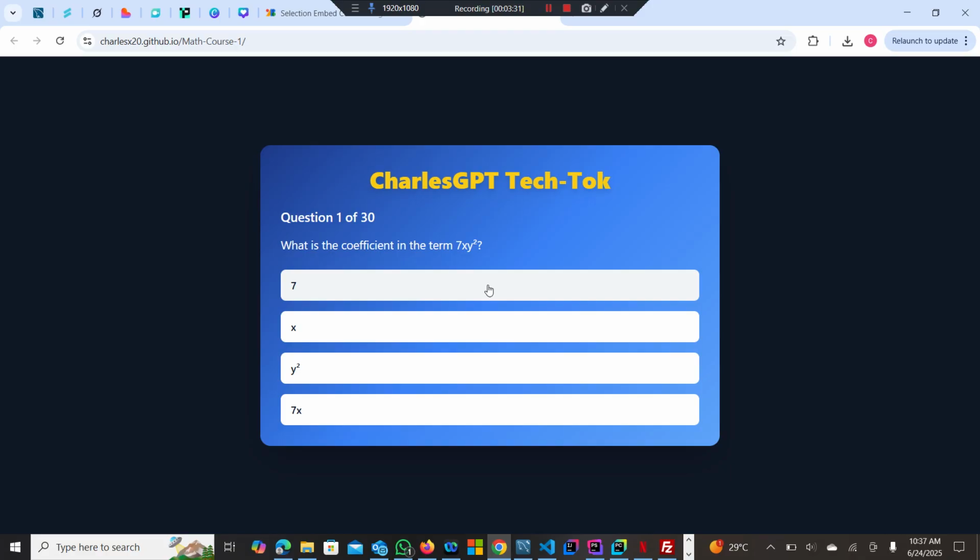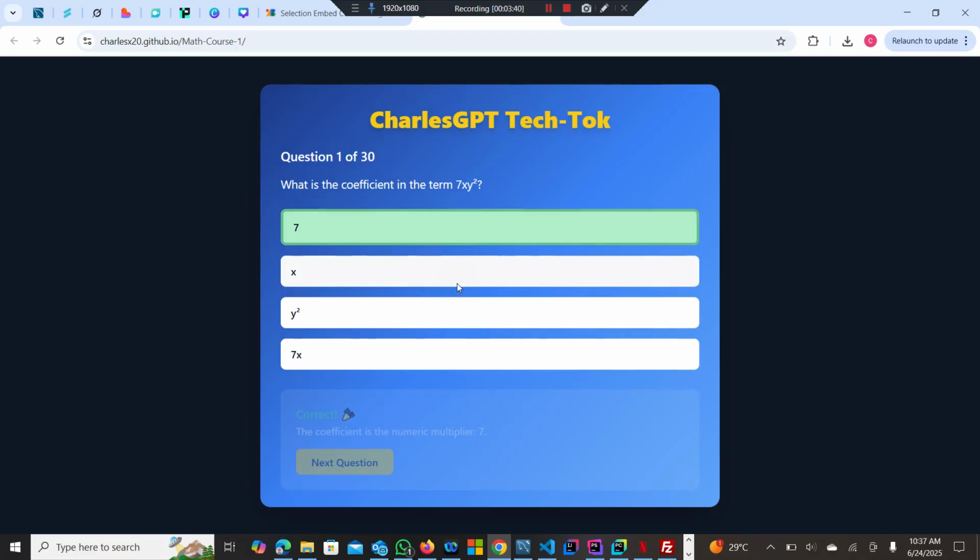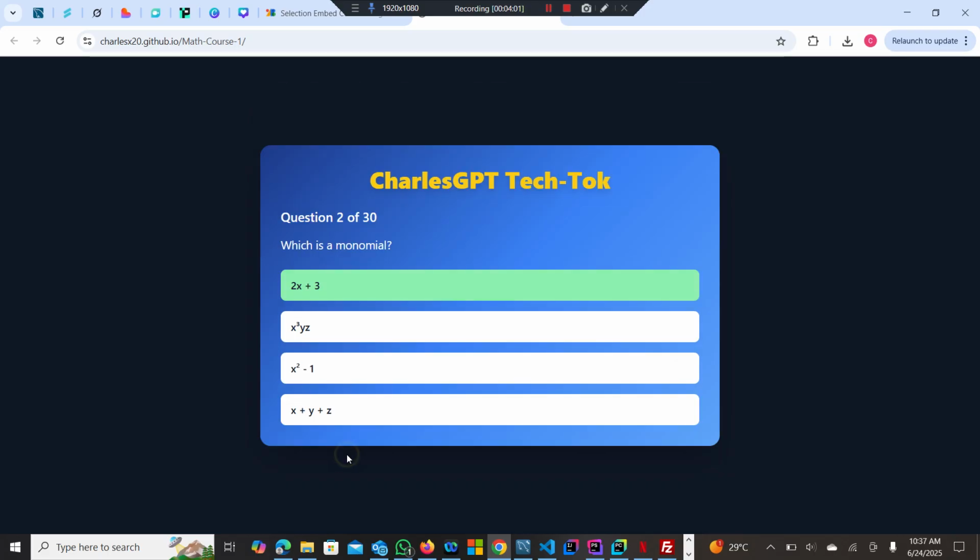So what's the coefficient in the term 7xy squared? The coefficient in this term is 7. You see, I clicked on 7 as the correct answer. It gives me correct with a little congratulations emoji. Then it gives a very brief explanation of why it's the correct answer: the coefficient is the numeric multiplier 7. So we can go to the next question.